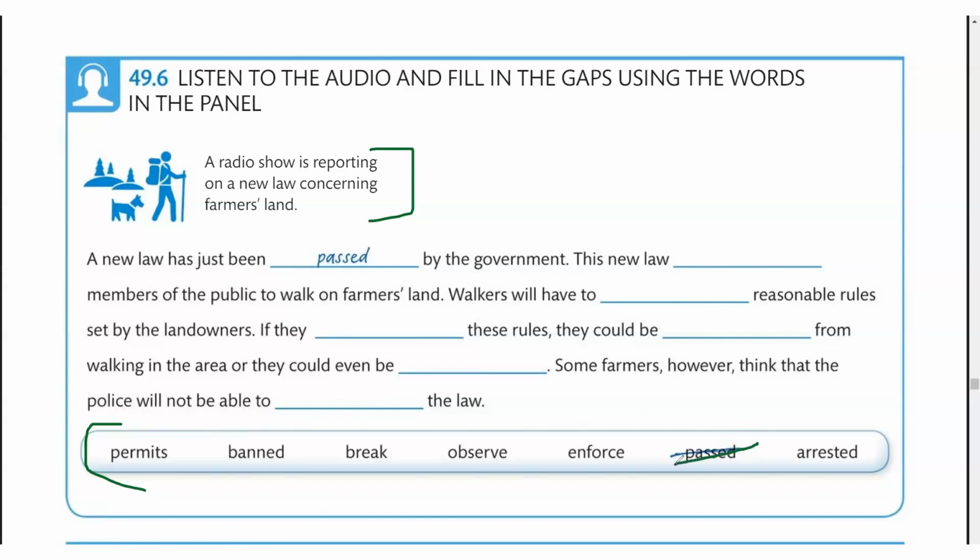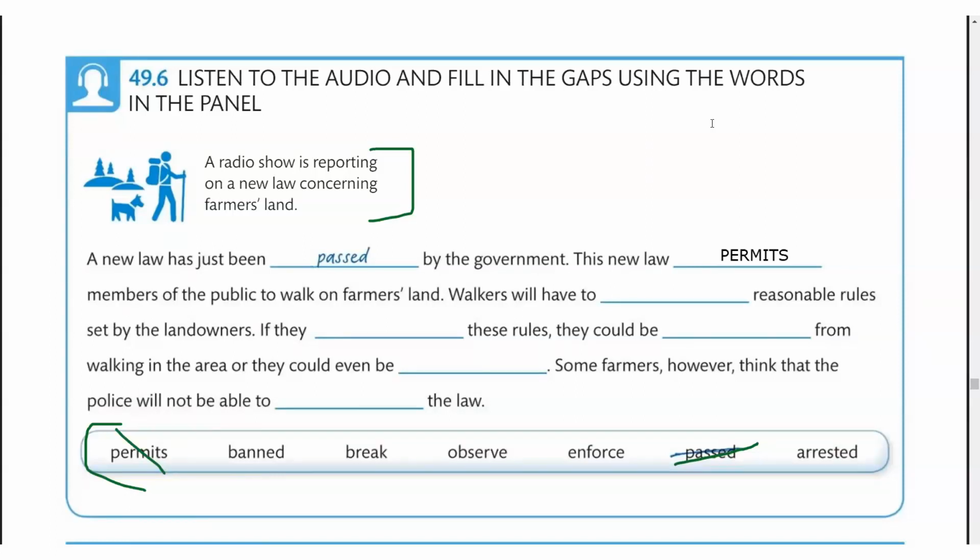Okay, so let's look at the next sentence. This new law blank members of the public to walk on farmers' land. Which word do you think goes in the blank? All right, so if you said permits, you would be correct. So I'll just type in each answer here. Permits, great. So we're going to cross off permits, so we've used permits. Let's look at the next one.